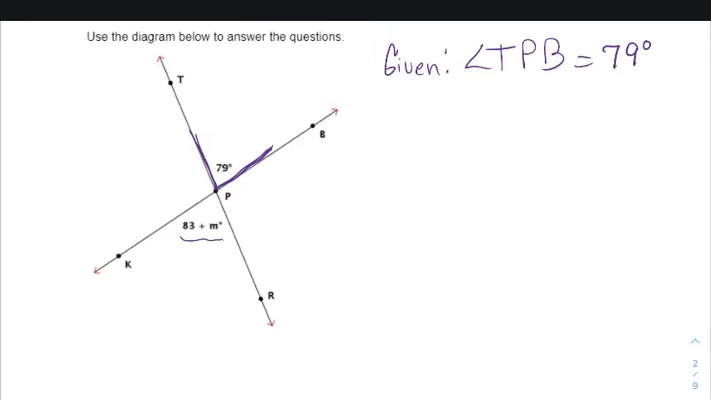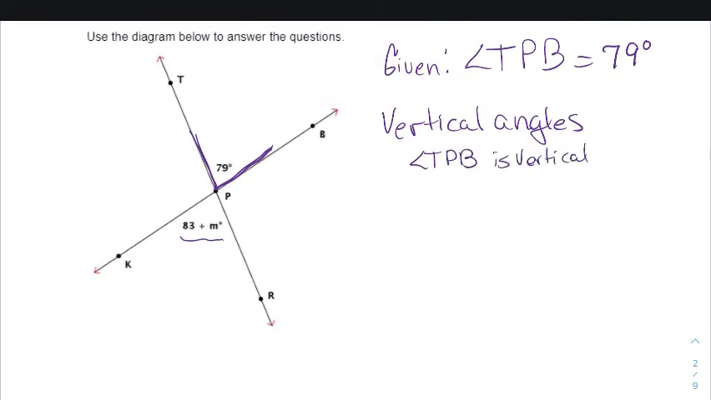So what we need to recognize is that we actually have vertical angles here. So we have the angle TPB is vertical to our angle KPR. Okay, so by the definition of vertical angles, we should recognize that they are congruent.